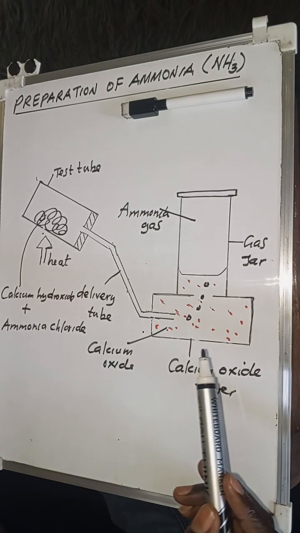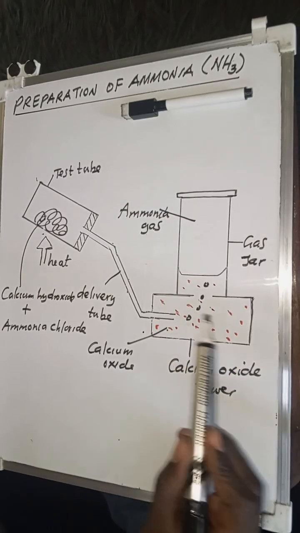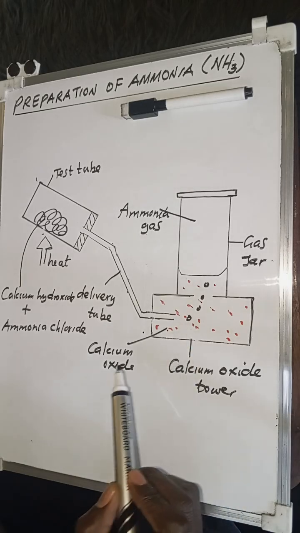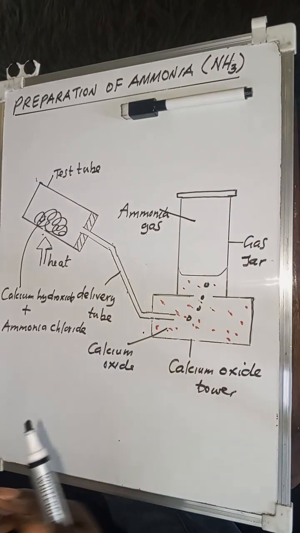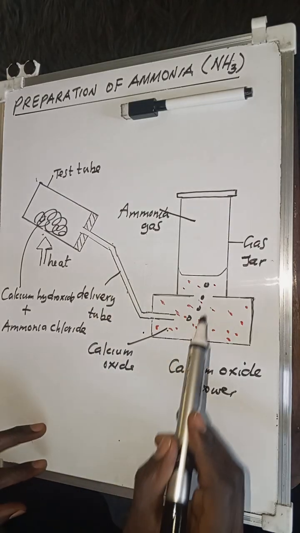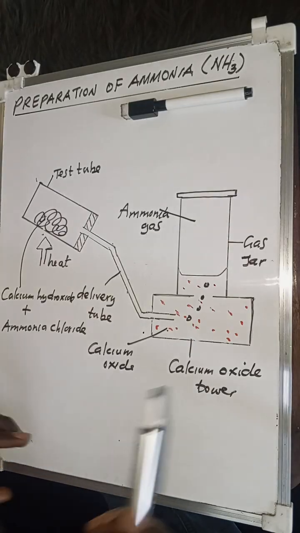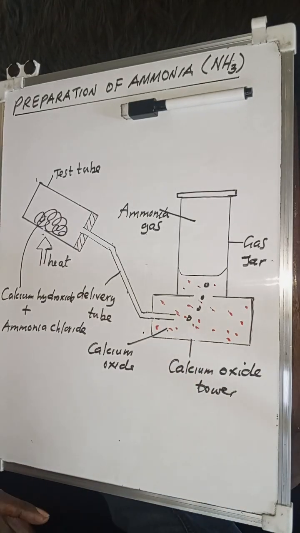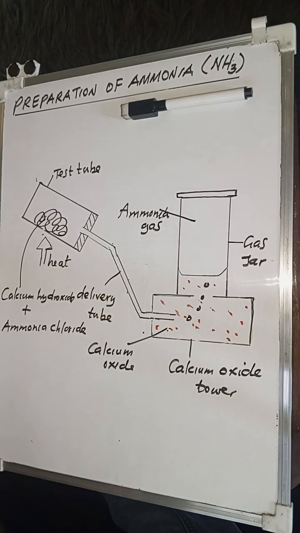Now the question that you may have, what is the purpose of the calcium oxide? Remember, calcium oxide acts as a drying agent. So it's a drying agent for ammonia because water is produced in this process. So the gas that is produced needs to be dried, and hence you bubble it through calcium oxide. We do not use water because water can easily react with ammonia gas. So that is what you need to remember.